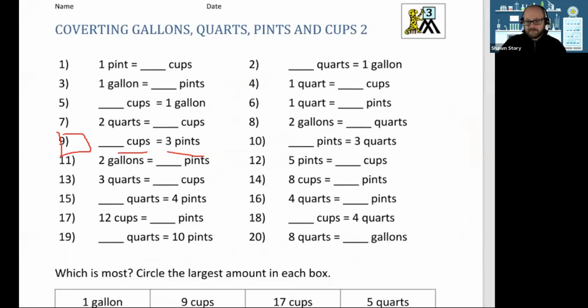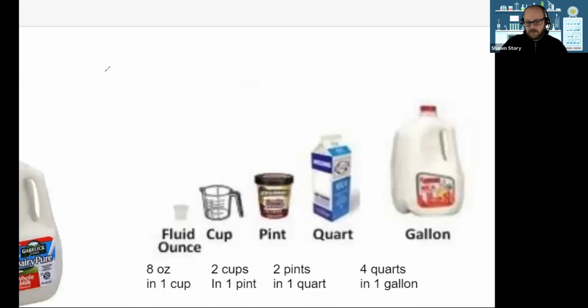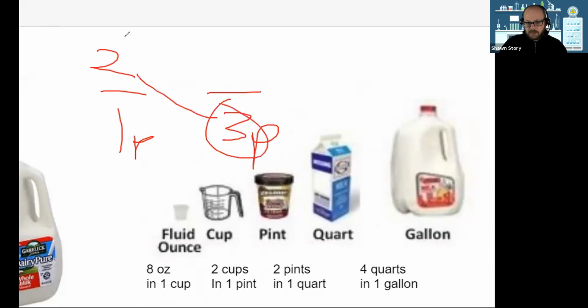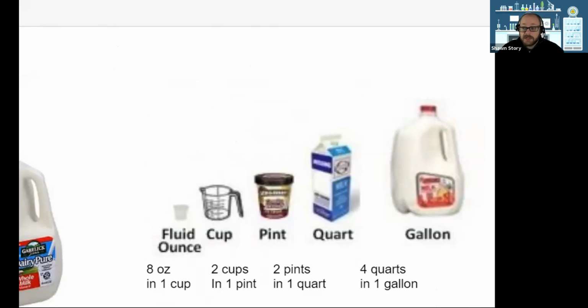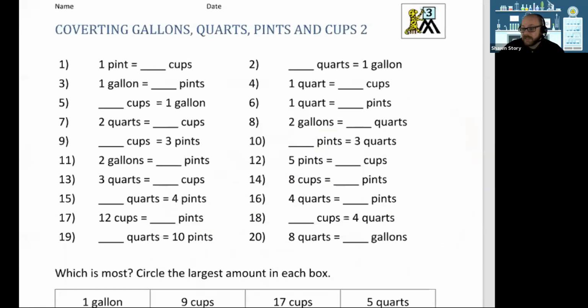All right, one more. How many cups is 3 pints? We know 2 cups is 1 pint, and we want to know how many are 3 pints. 3 times 2 is 6. 6 cups. All right, so that's one way that we can do these conversions, through math. The other way is using a converter online.